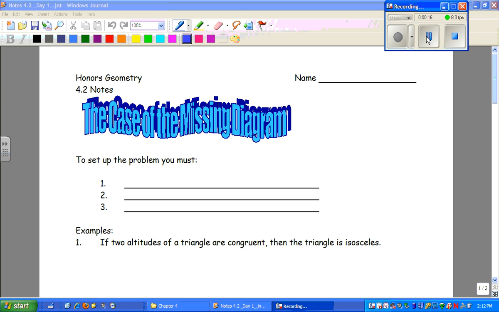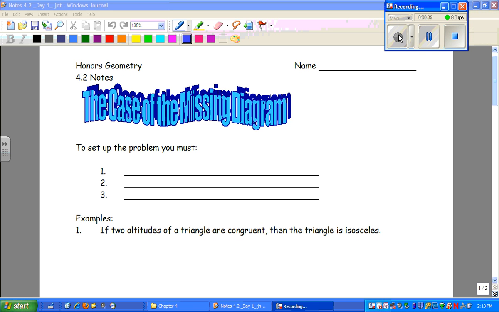Today's lesson is going to be 4.2, the case of the missing diagram. So some of you might be scared with this lesson, but hopefully not. The idea of the case of the missing diagram is that you are given an if-then statement and you have to design your own picture to go along with your proof, proving that if-then statement.